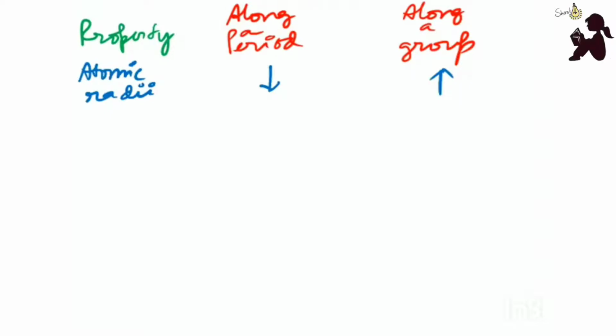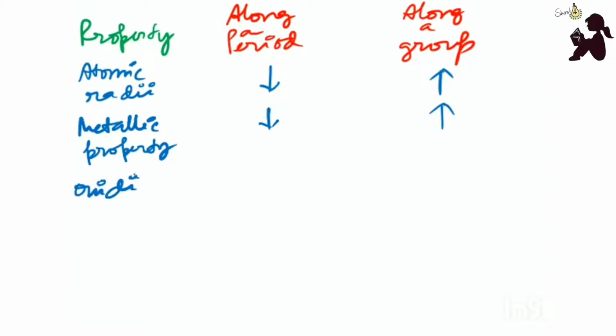Next is our metallic property. Metallic property also decreases along a period, but increases along a group. That means if you go across the periodic table from left to right, the metallic property will decrease. But along a group, that means if you come up from below, it will increase. So third is our oxidizing power.